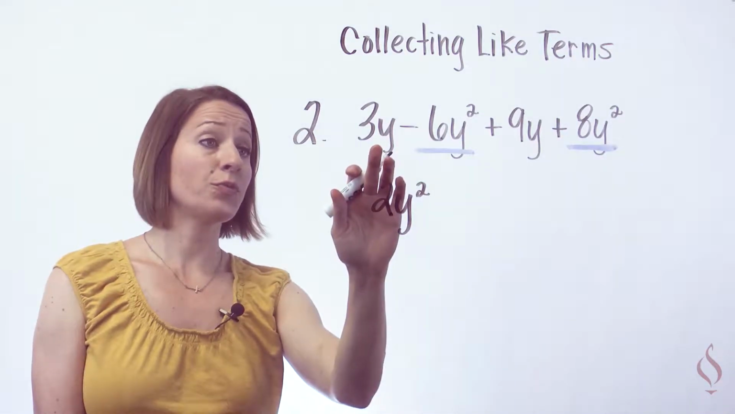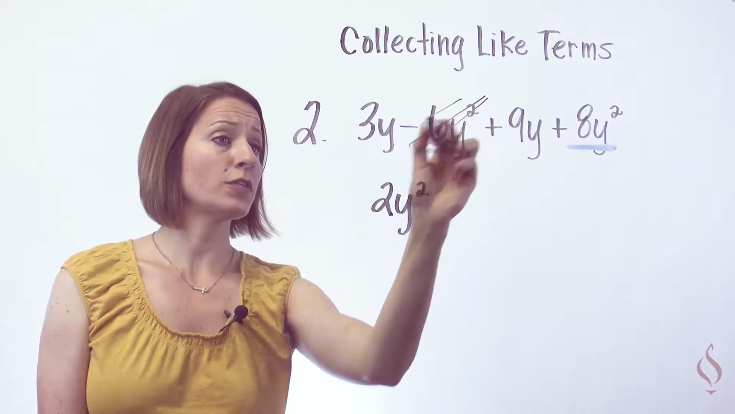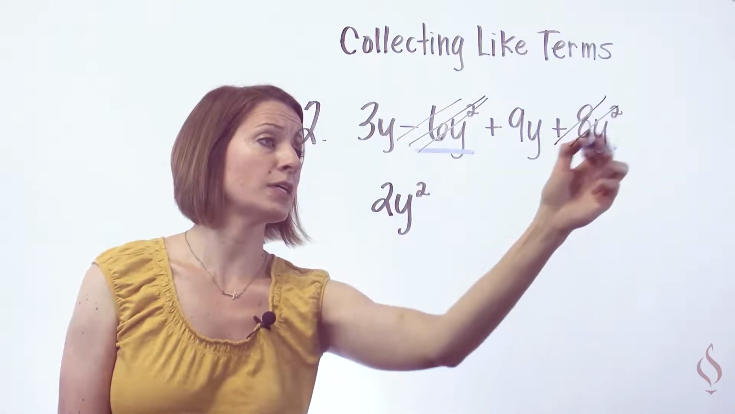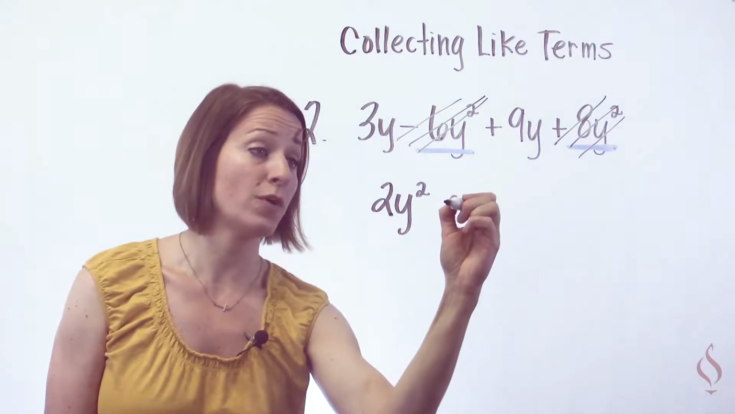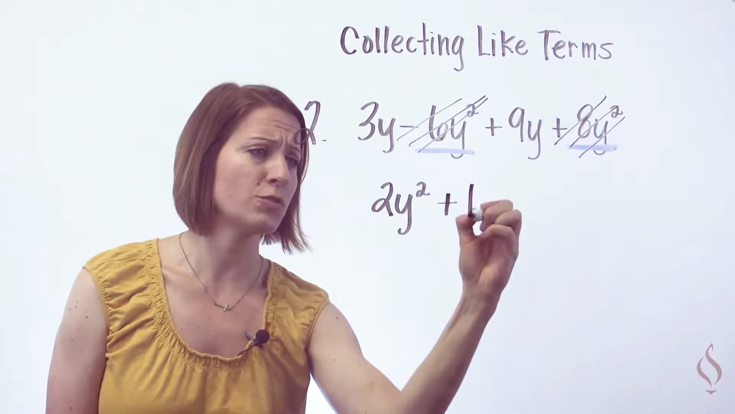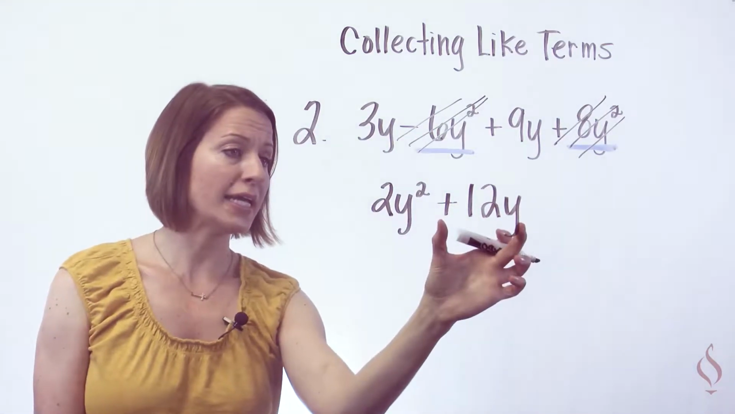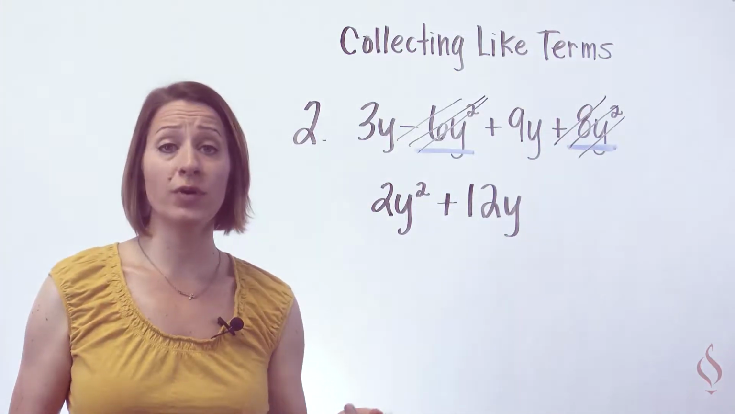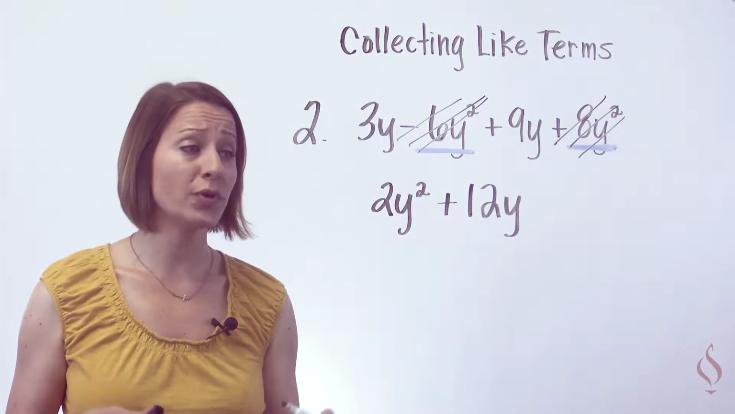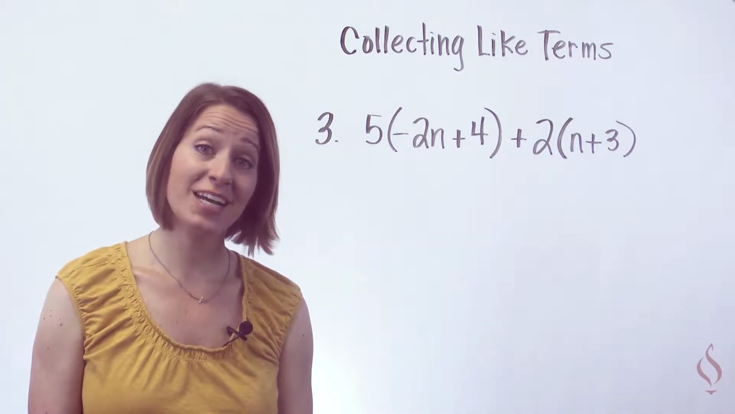And then we have 3y. Now we're going to completely skip over this one, and now this one. So 3y plus 9y is 12y. So we're just going to put a positive 12y. So we have our 2 answers. And then when you go back to read it, instead of saying positive 12y, we'll just say plus 12y. So 2y squared plus 12y.